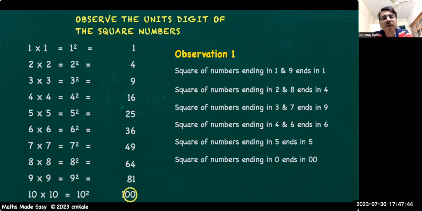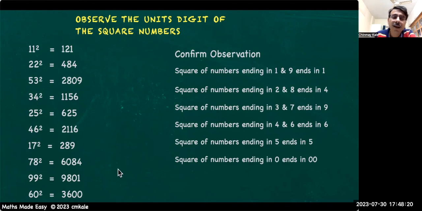So this is our first list of observations. What we saw in this set of observations is that if we know the last digit of the number being squared, or we know the last digit of the square number, we can always figure out what the other unit digit is going to be. And we will see an application later in this session.